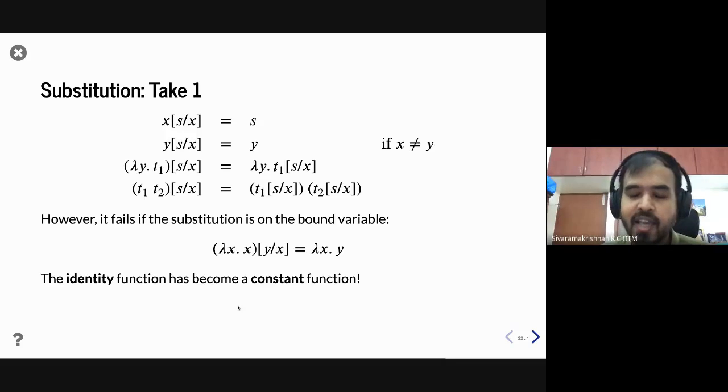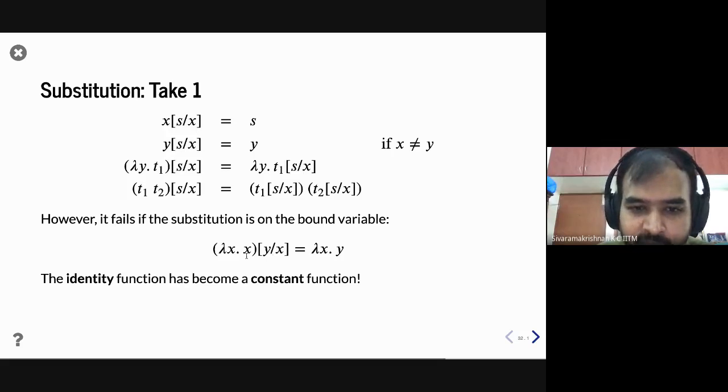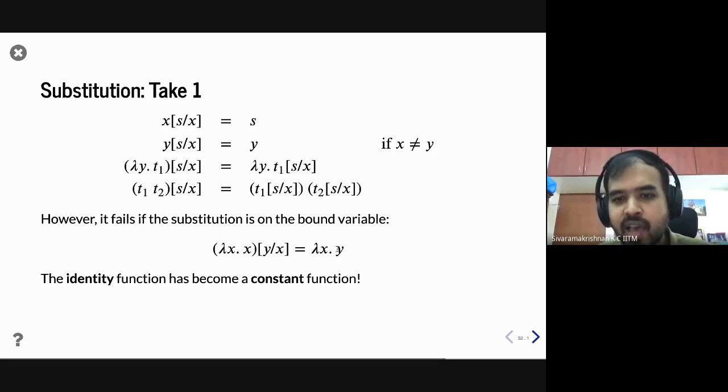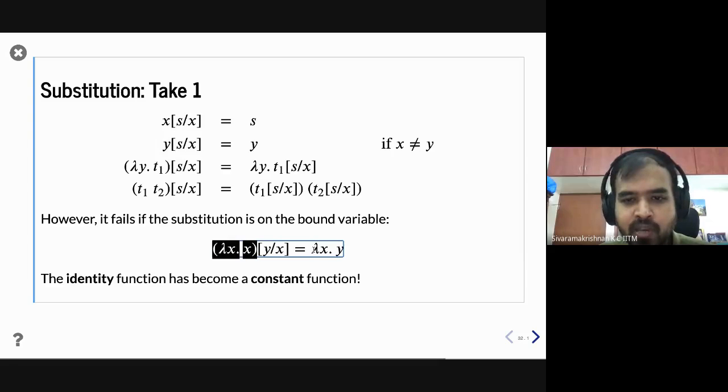The important bit here is that substitution can only replace free variables. But as we've defined here, we are not checking whether the variable that we are replacing is free or bound. That's the problem occurring here. X is bound here. But if you directly apply the definition we've described, just as a function in OCaml, it will go ahead and replace the bound variable x with y. The result will be lambda x dot y. This is bad. The identity function lambda x dot x has now become a constant function.